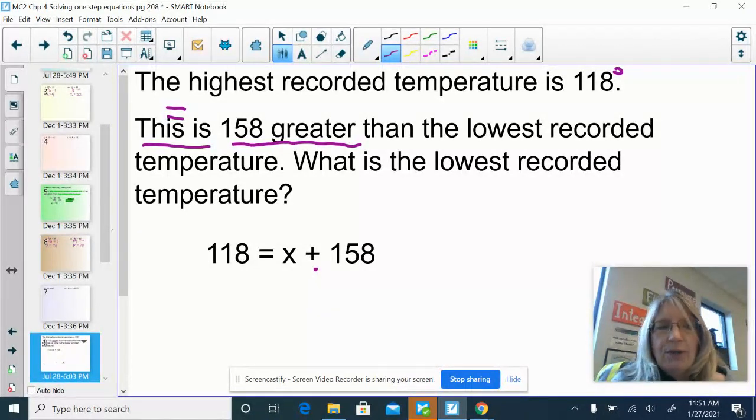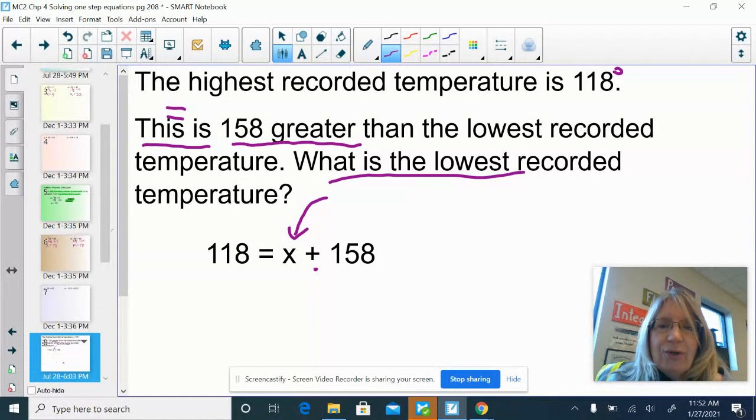Then the lowest recorded temperature. What is the lowest recorded temperature? Because this is what we're looking for, that becomes our variable. I think I forgot to do that at the beginning. Sorry. Variables are the letters that represent some unknown number. I should write that down. And so whatever we're looking for is 158 degrees greater. Greater is the plus.